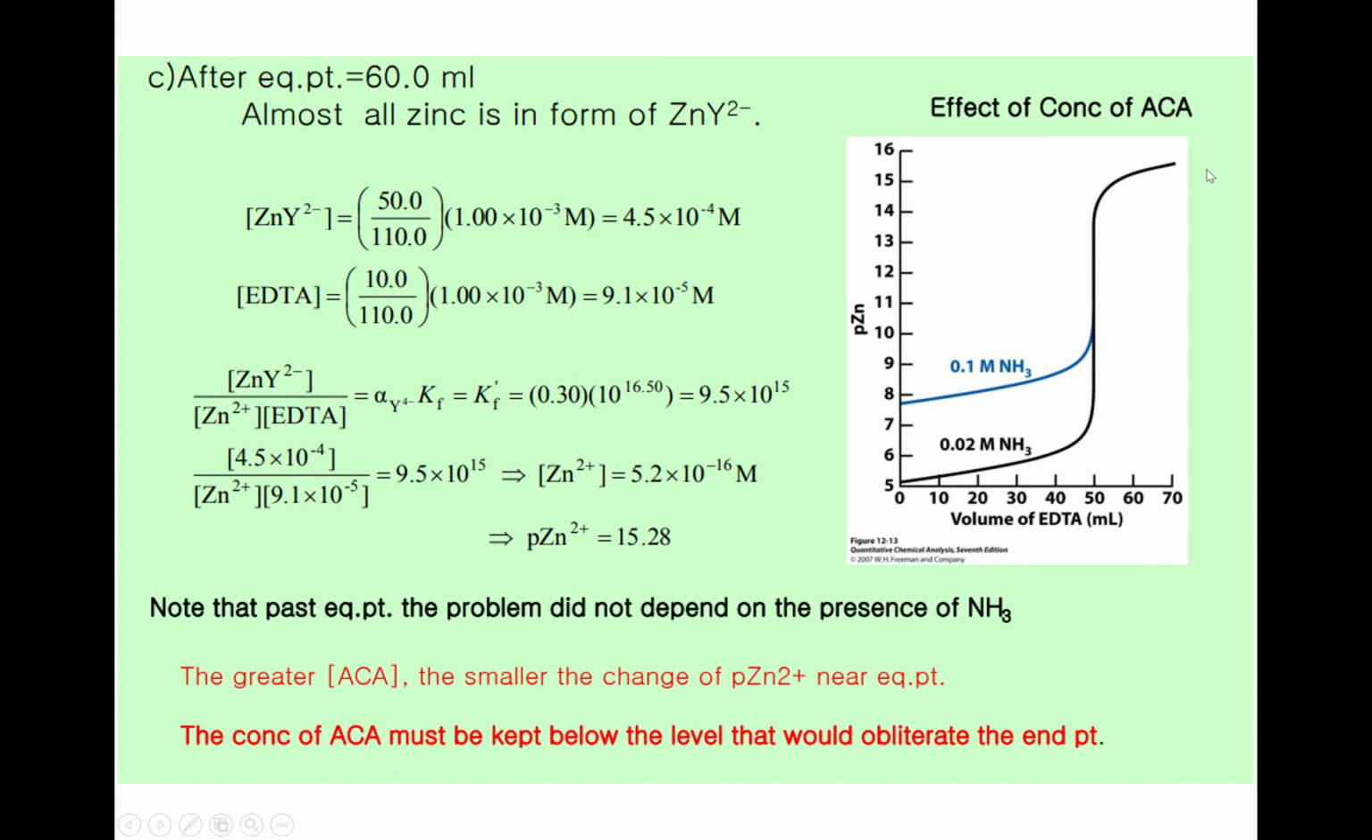But after the equivalence point, the curve is the same. Why? As I said, after the equivalence point, only the EDTA effect prevails. EDTA is dominant because EDTA is a much stronger complexing agent than ammonia. So this part is the same, but the initial pM values are different. Okay, this is the conclusion.